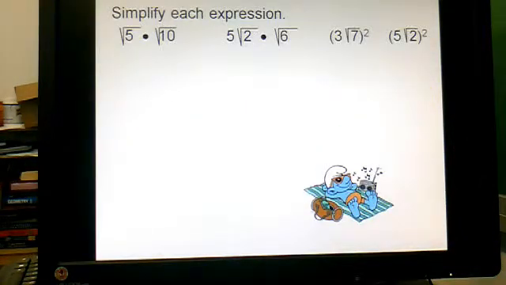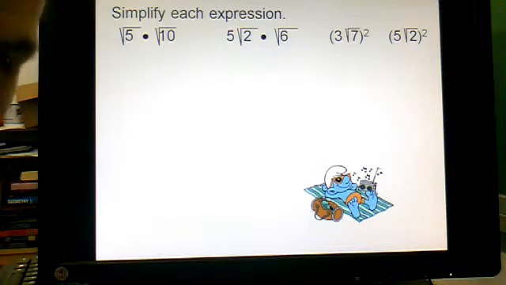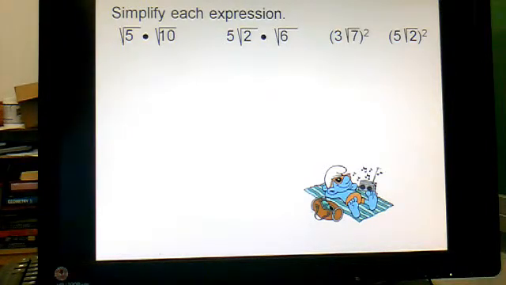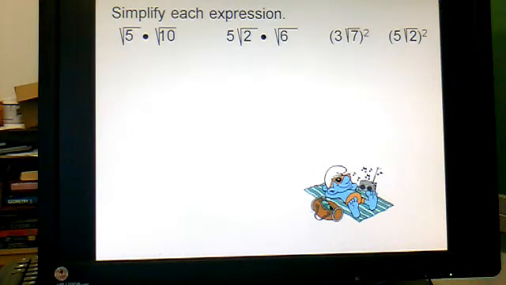Alright, the last thing on there is squaring and multiplying radicals. I'm going to put this on the last segment here. If you know how to do it and you want to work ahead, go for it. Otherwise, we'll be back in a minute.